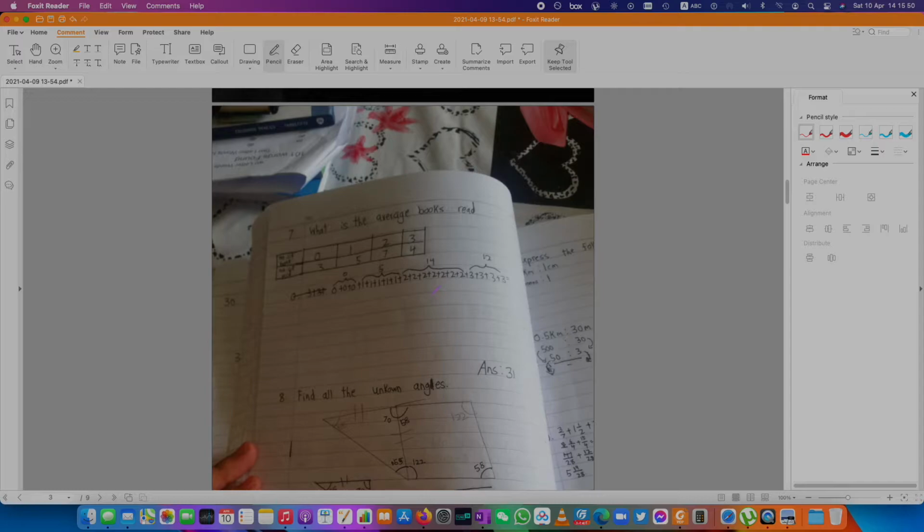Okay, so what is the average books read? So like I say, for this question, your answer is what? 3, right? Or 31? 31. How can it be 31? Okay, first thing first, how do you get average? What's the formula? Total, and then divide. Divide by what? Divide by the total number of kids. Yes.